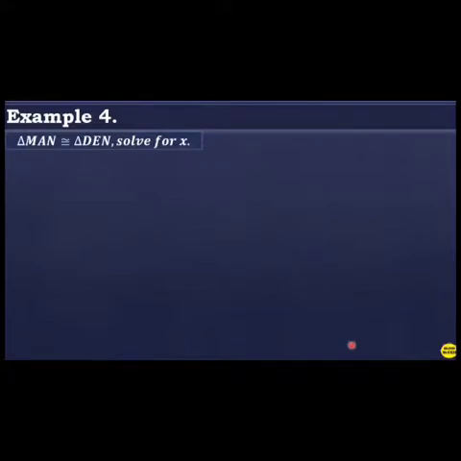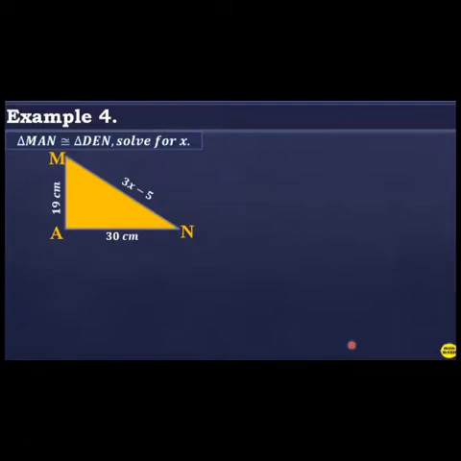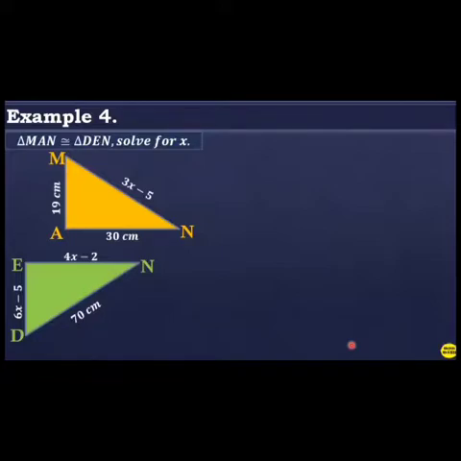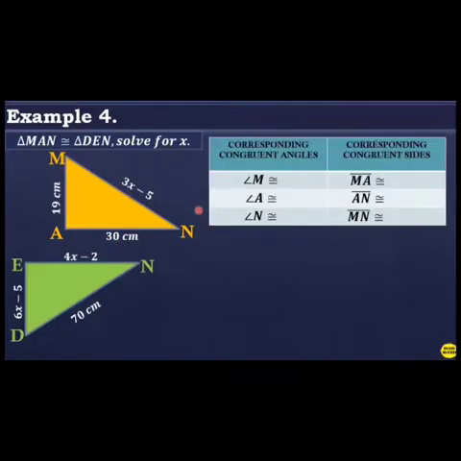So, I have here triangle MAN is congruent to triangle DEN. Okay, so take note. Our triangle here is naka-flip. Okay, so kung gusto mo siyang ayusin, you have to flip the other triangle, o ito yung tinatawag nating by reflection. Okay? So, let us complete first the table.